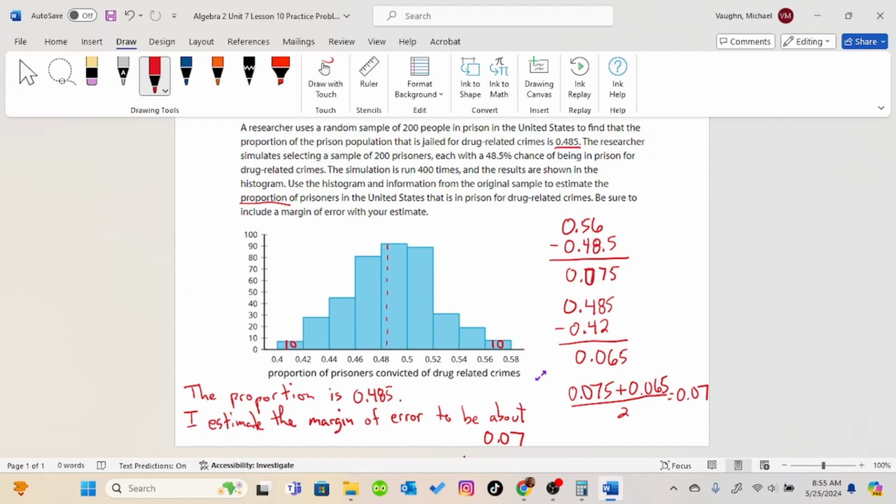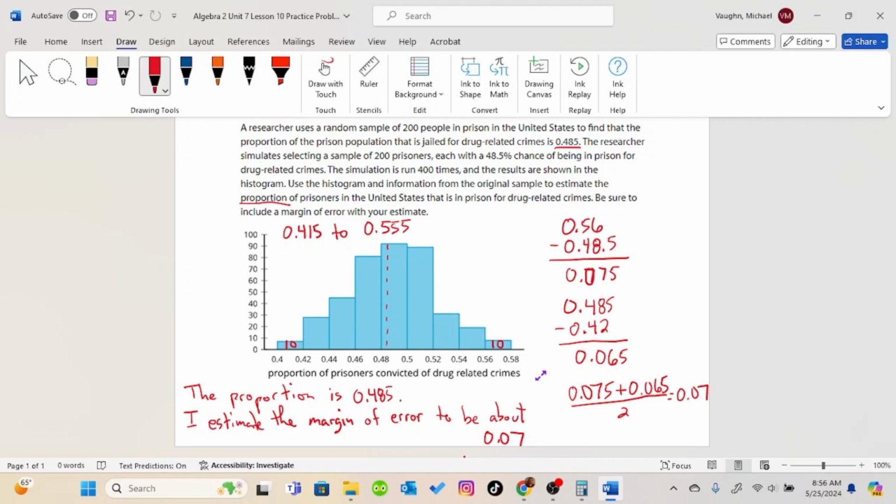So now we would be looking at a range anywhere from 0.415 to 0.555. So 41.5% to 55.5% in prison for drug-related crimes.